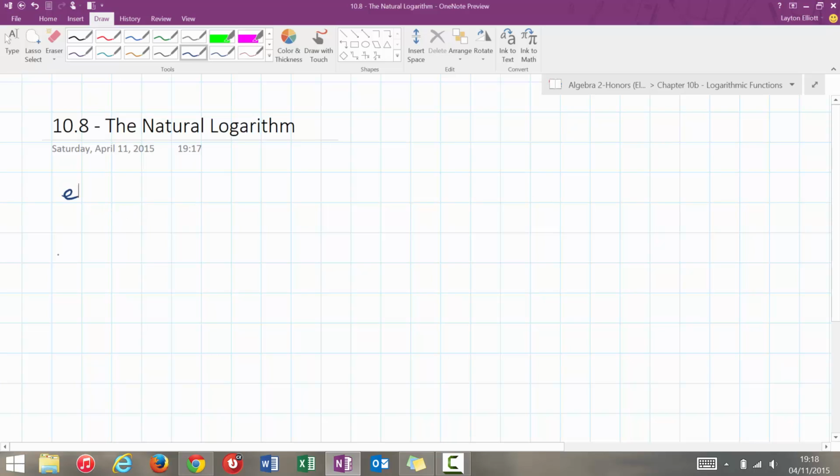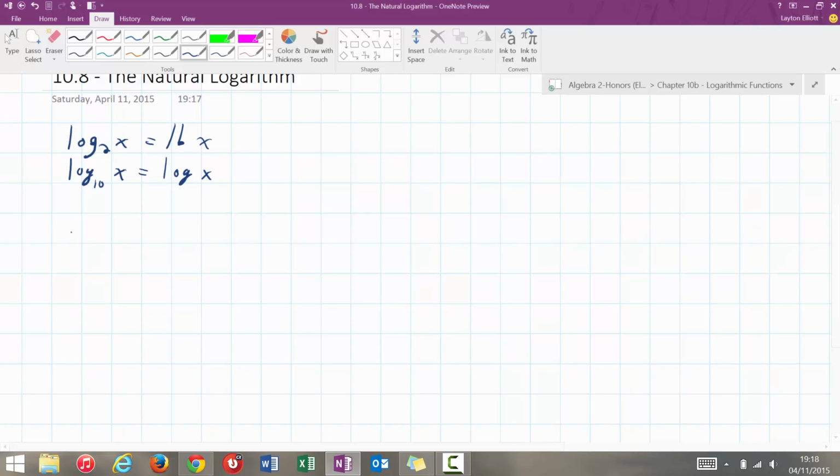We've previously said that we have three basic logs. We have the log base 2 of a number, which can be abbreviated as the LB of 2 or the binary log of 2. We have the log base 10 of a number, which can be abbreviated as log of the number, also called the common log. And today we talk about the log base e of x, which can also be abbreviated the natural log of x.